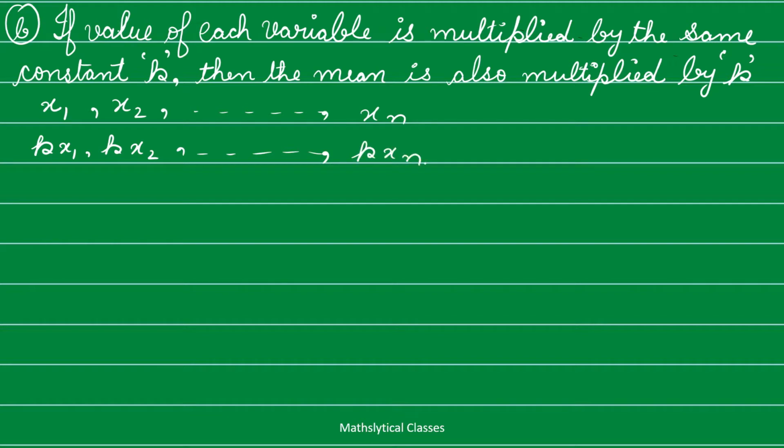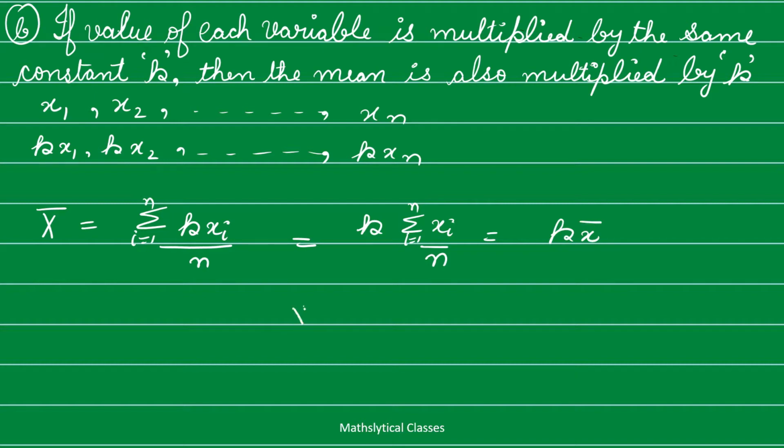Let's see it. The new mean x bar will be equal to summation i varying from 1 to n k times xi, all the observations, divided by the total number of observations. Again, this k is constant, so it can be taken out of the summation. k times summation xi, i varying from 1 to n, divided by n. And now what is this? This is again x bar, so k times x bar. So the new mean is equal to k multiplied by the old mean. This is how the mean gets changed when we change the scale. This is the effect of change of scale.